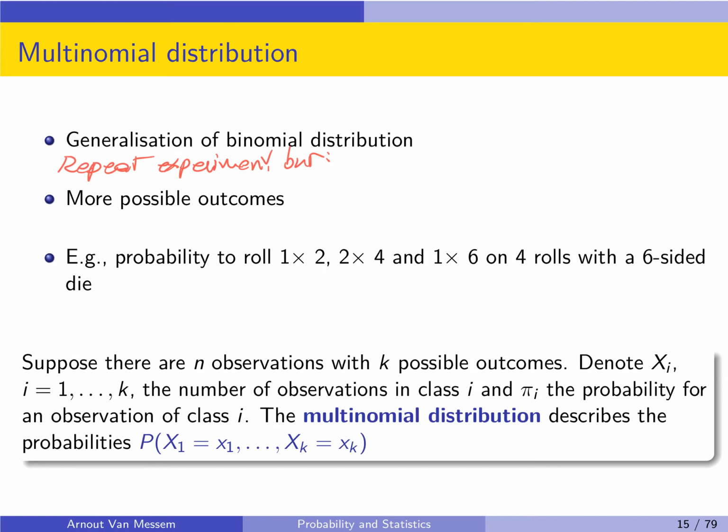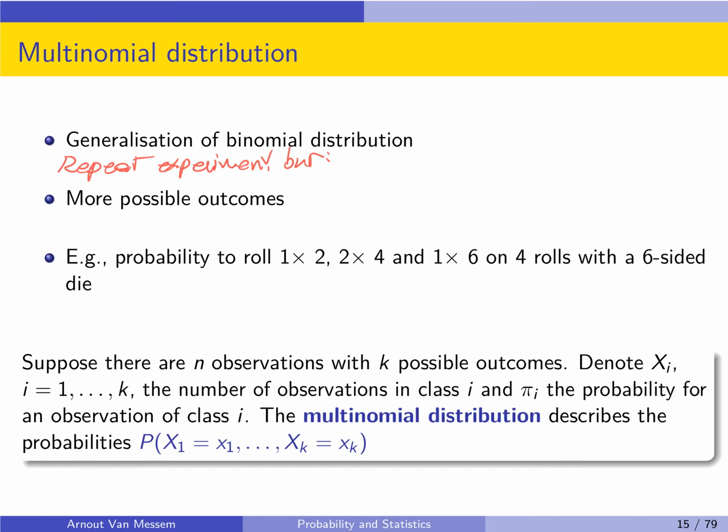For example, you could roll the die, let's say 4 times, and then you see what comes out, and you want to know the probability. So for example, what is the probability to roll 1 time a 2, 2 times a 4, and 1 time a 6? So we suppose that there are n observations with k possible outcomes. So we have n independent experiments. Each of the experiments has k possible outcomes.